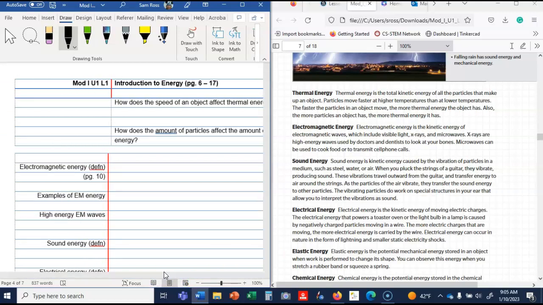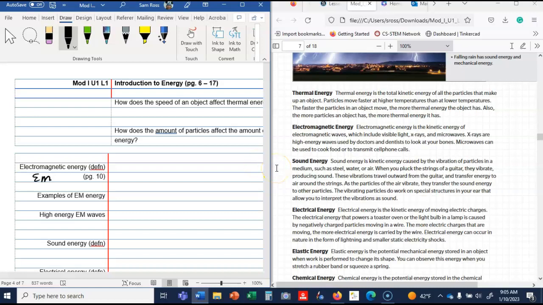So let's go to electromagnetic energy. Here, the definition is the first sentence. Electromagnetic energy is the kinetic energy of electromagnetic waves. And you can stop there. You can also call these EM waves, if you know that's shorthand for electromagnetic. It goes into some of the examples of EM waves. Which is next? Examples of EM energy.